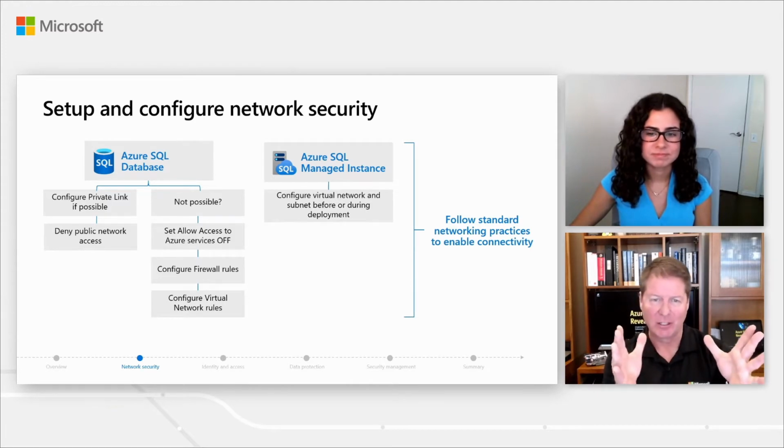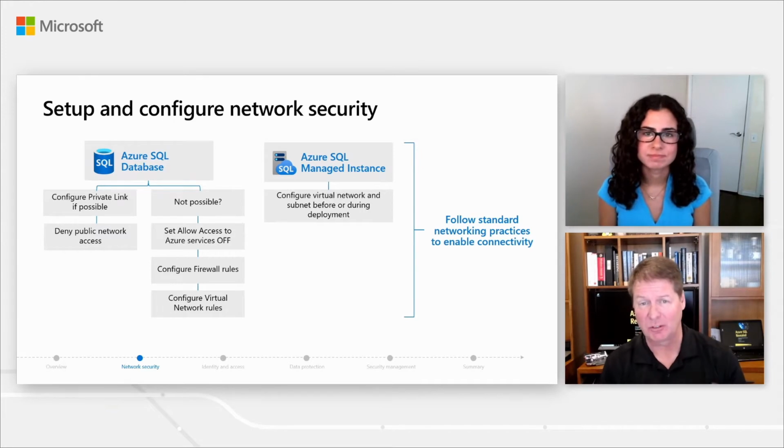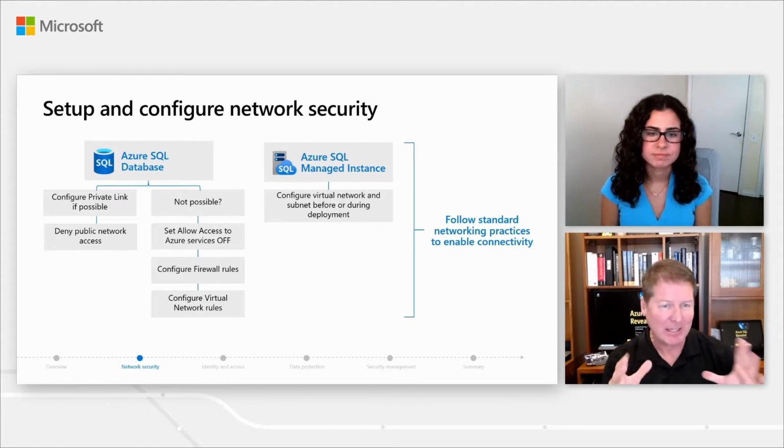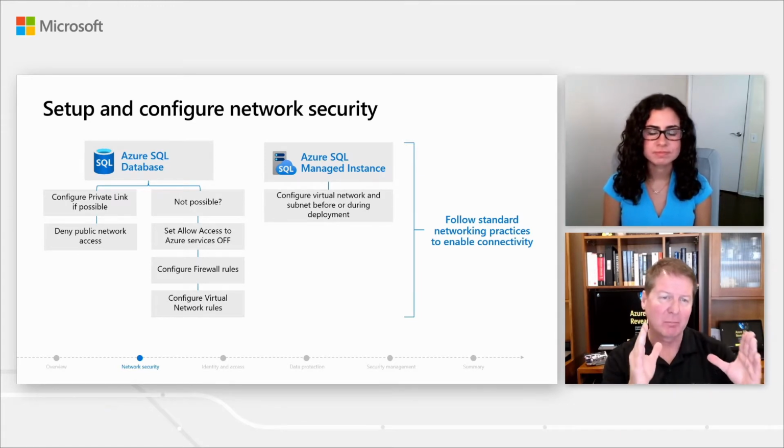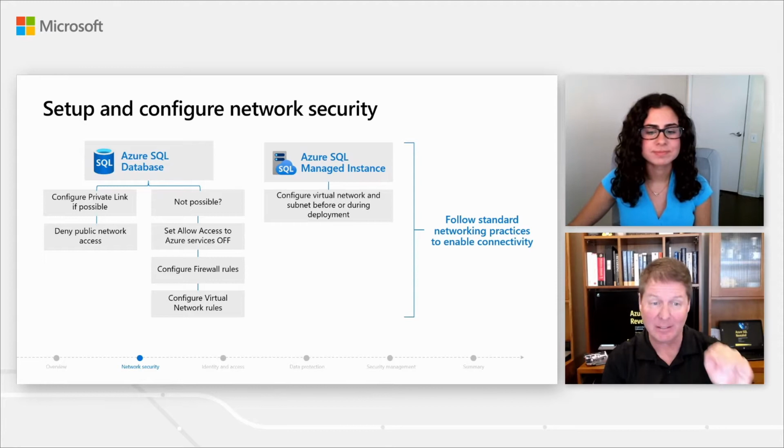So look at this summary of the steps and activities you would do to set up and configure network security for your environment if you're going to use Azure SQL Database or Managed Instance. As Anna said, consider configuring private link if possible and denying public network access. That is the most recommended way we have because, again, that's the most secure way of connecting into a logical server with Azure SQL Database.